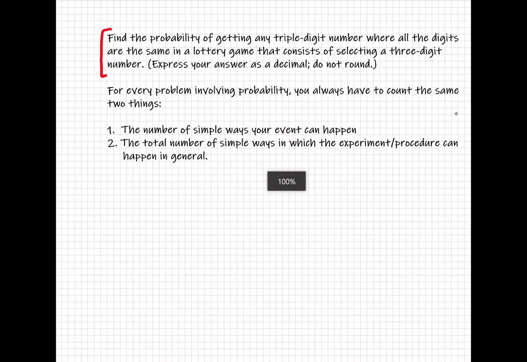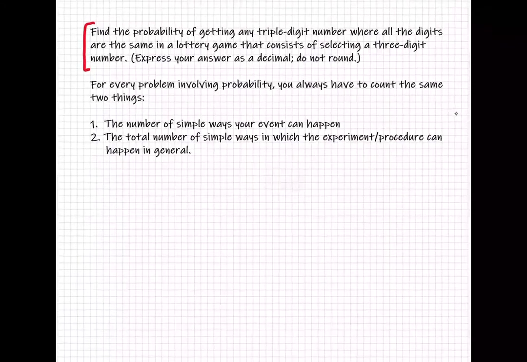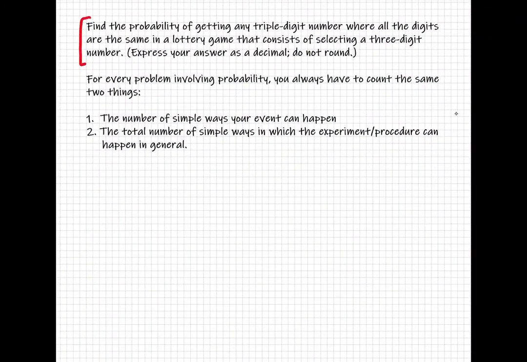So for every problem involving probability, you always do the same thing. We always approach this the same way. There's always counting. Counting is always part of the process when we're calculating the probability of something. In this case, we're finding the probability of getting a triple digit number, so 111 or 777, something like that. So you have to count the number of simple ways your event can happen.